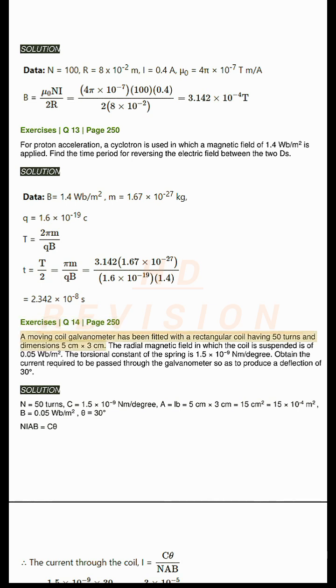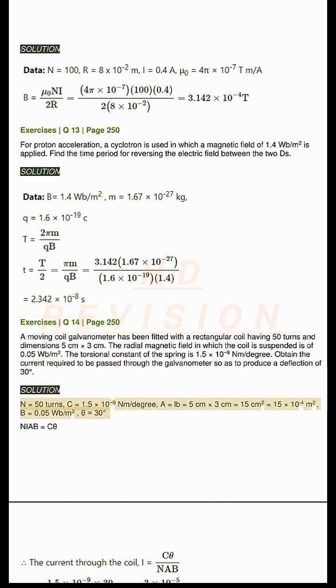A moving coil galvanometer has been fitted with a rectangular coil having 50 turns and dimensions 5 cm x 3 cm. The radial magnetic field in which the coil is suspended is of 0.05 Weber per square meter. The torsional constant of the spring is 1.5 times 10⁻⁹ Nm per degree. Obtain the current required to be passed through the galvanometer so as to produce a deflection of 30 degrees.